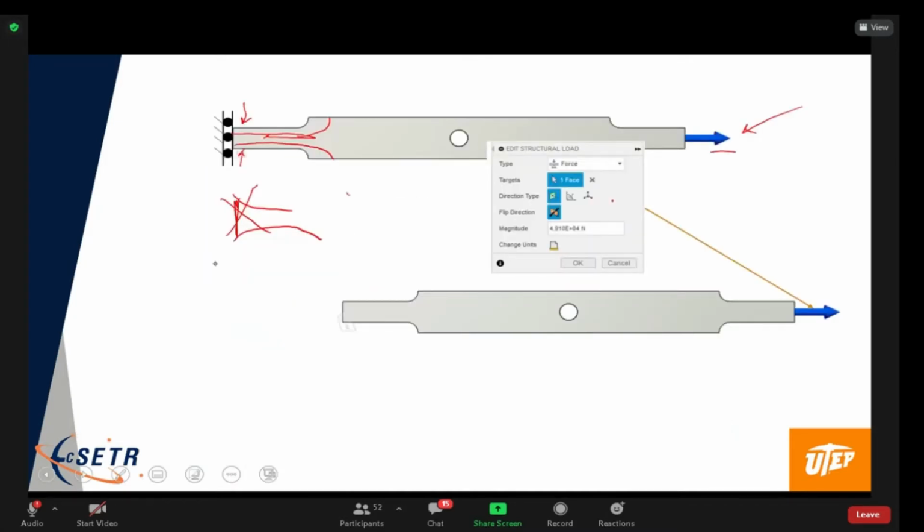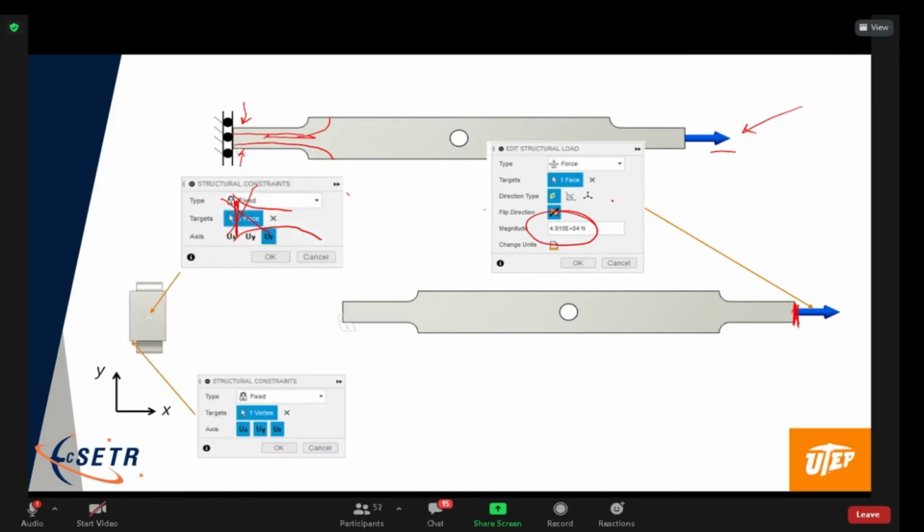Okay. Well, on this right side here, we pick this face and I put a uniform distributed force on it. So I pick the face, put the force in the normal direction, and I assign the magnitude of 4.91 kilonewtons. I'm sorry, 49.1 kilonewtons, or 4.91 times 10 to the fourth newtons. And then on the left side, which is a little harder to see, if you look at the end, this is looking down at that surface here.